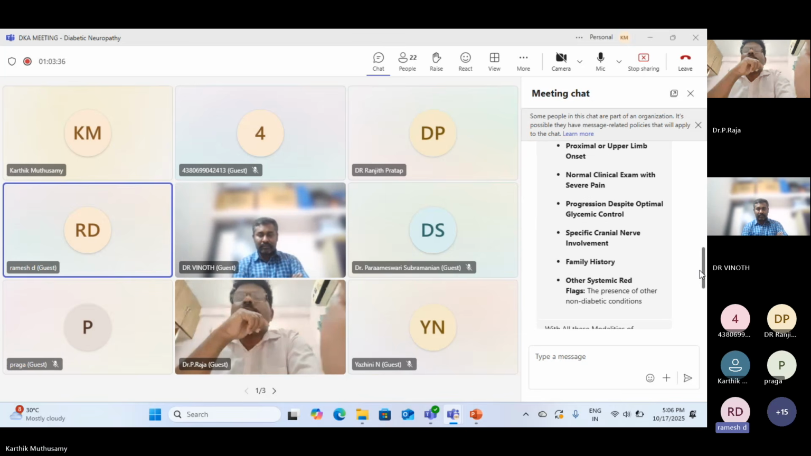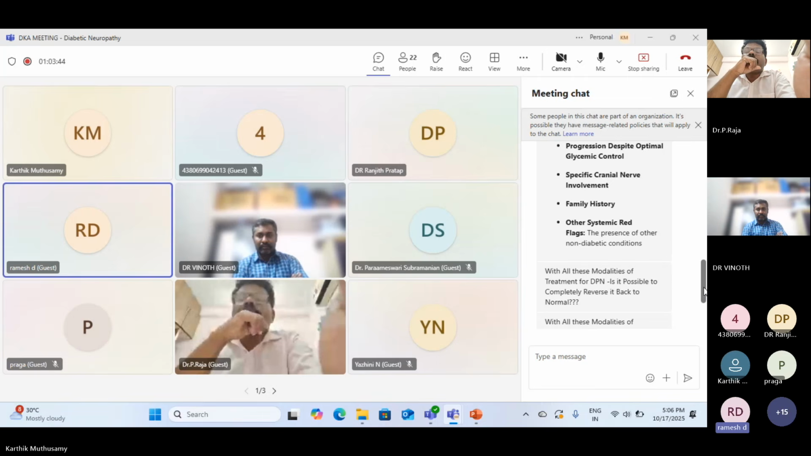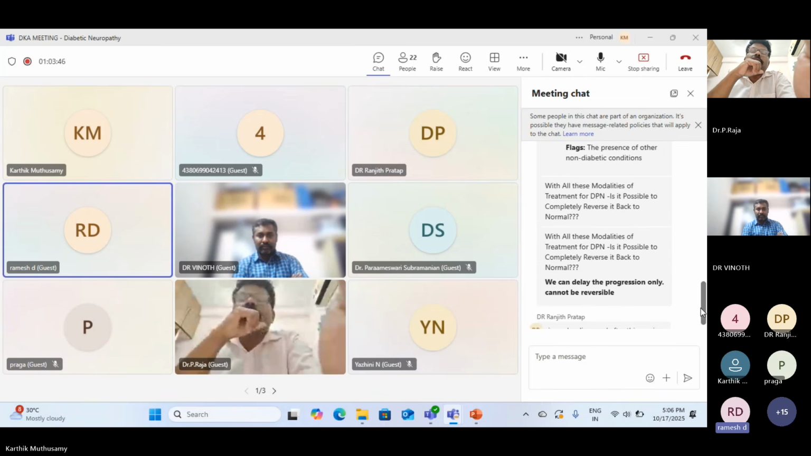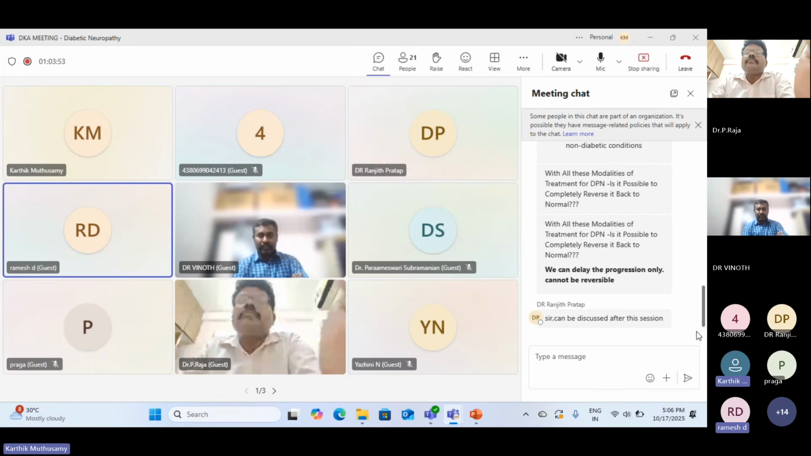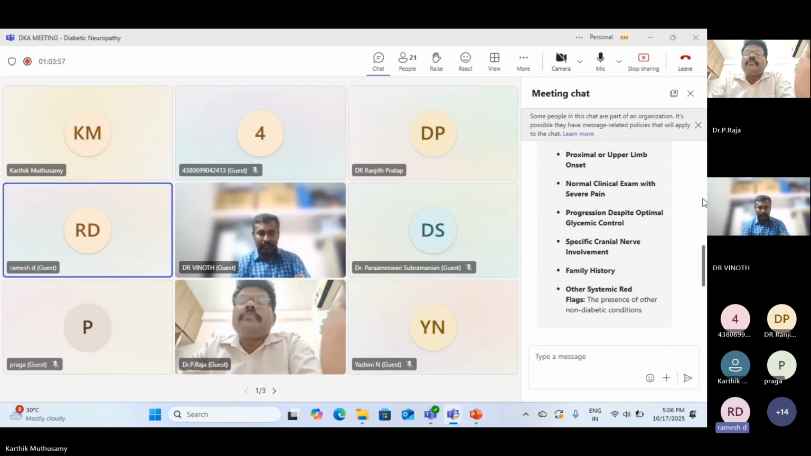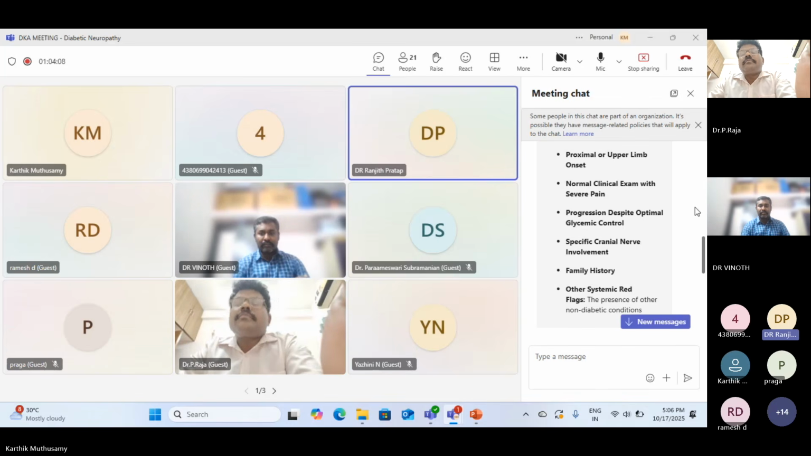Then there is a rapid progression despite adequate control of blood sugars. Then cranial nerve involvement, family history of any inherited neuropathies, other systemic diseases like hepatic and renal diseases, and other toxins or drugs. Then you have to think of other causes of neuropathy, including patients with CKD or hepatic failure, and even patients with hypothyroidism, who may develop symptoms of neuropathy, sir.